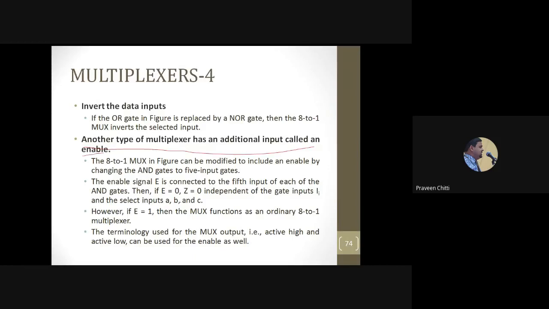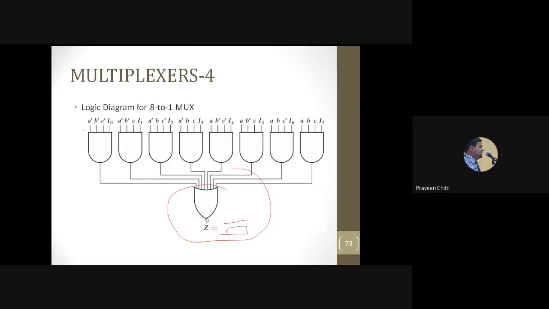So the enable signal is connected as the 5th input of each of the AND gates. Here you have to add one more input for each of these AND gates, and that is enable. As I said, one common signal you apply to all is called enable. Now suppose that enable is 0, what happens? Irrespective of the data input or the control input you have given, what output are you going to get?